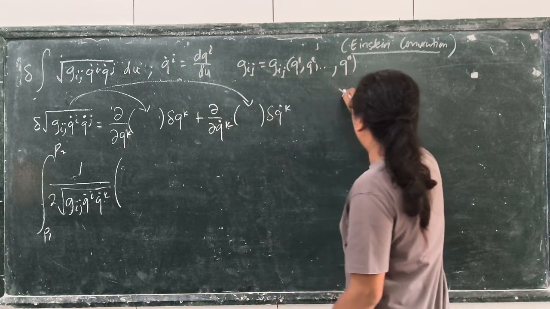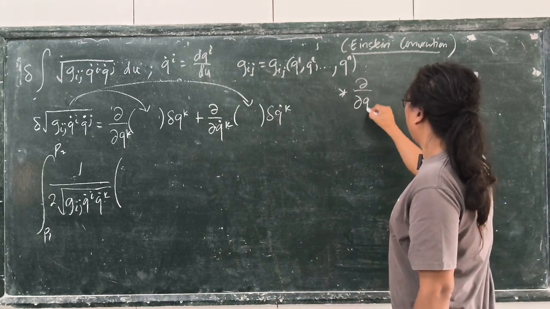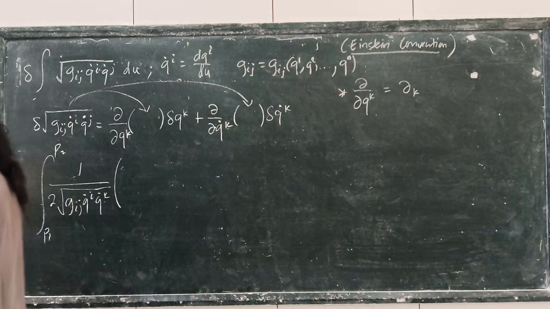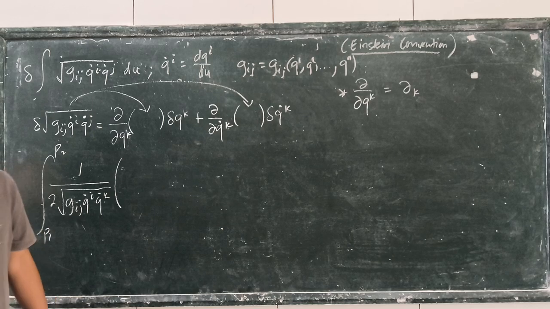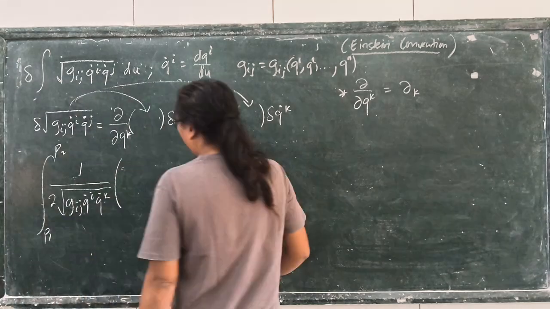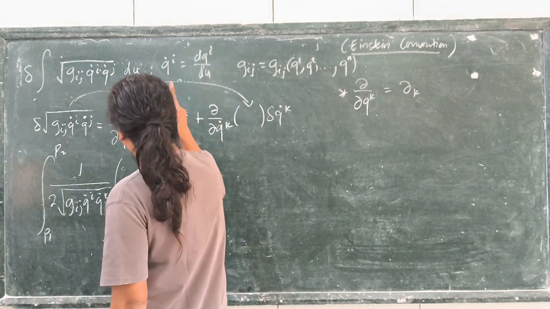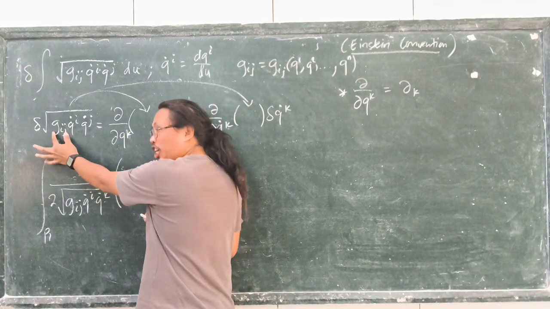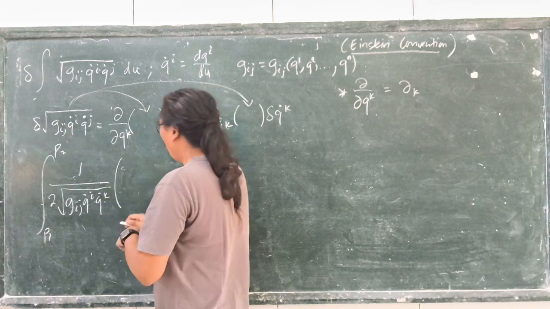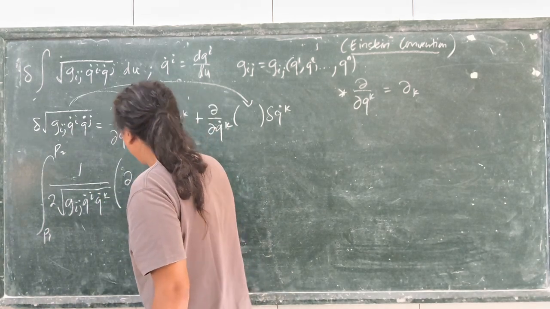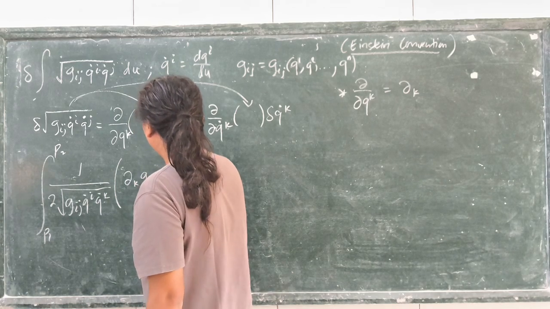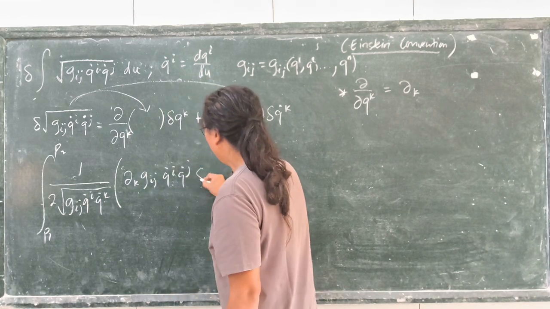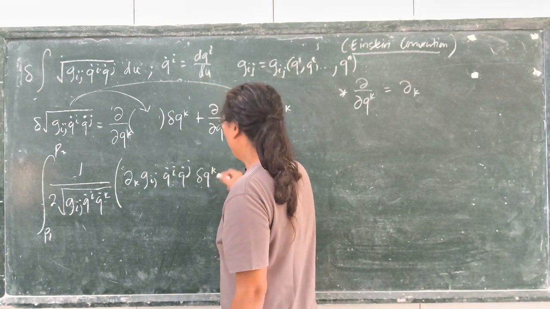Notation: partial over partial QK is partial K, to make it handy. So, the partial QK only applies to Gij. I can write this as partial K, Gij, Q dot I, Q dot J, delta QK.